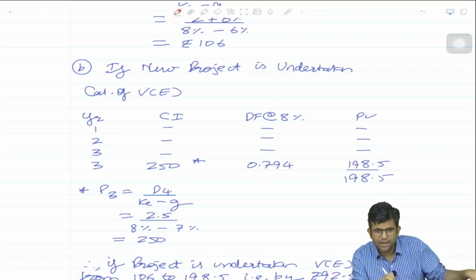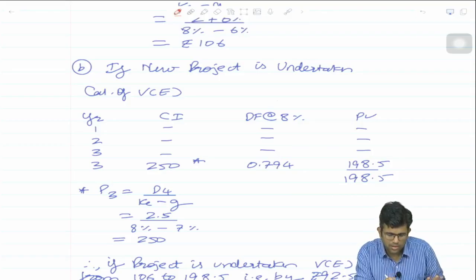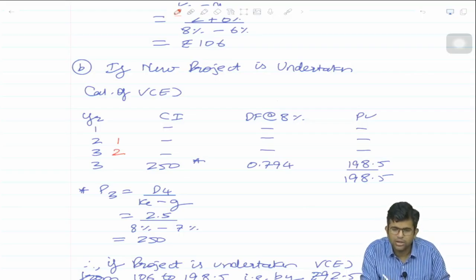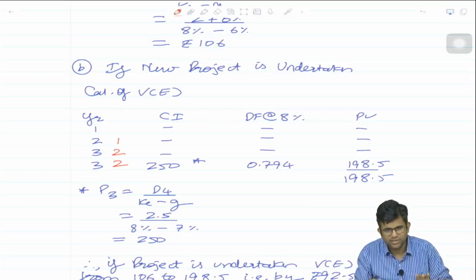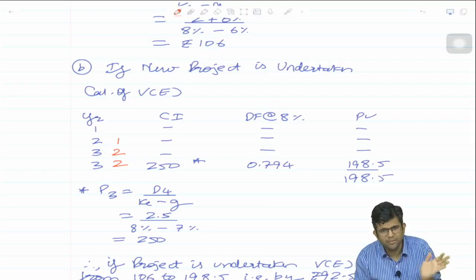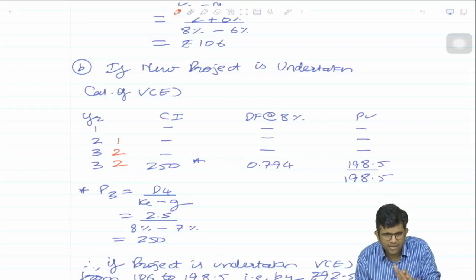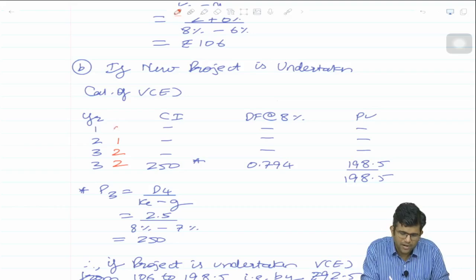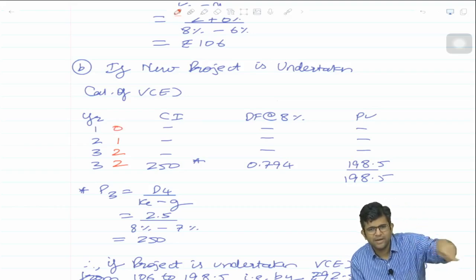When I make the table now, year 2 will be the new year 1. Year 3 will be the new year 2. Why? Because this very calculation I am doing, but after 1 year. I hope you're understanding. So for me, when I started doing this calculation, what was year 1 will now become past year when I start after 1 year.